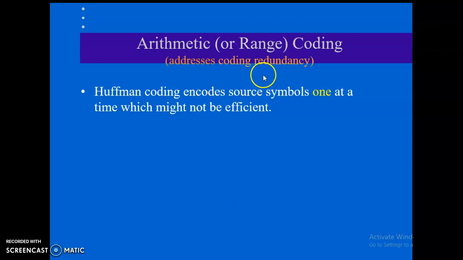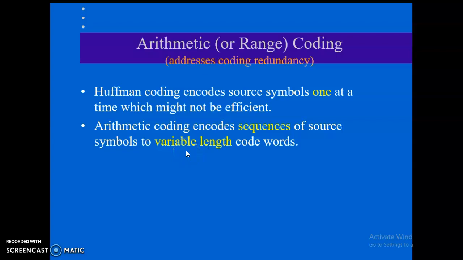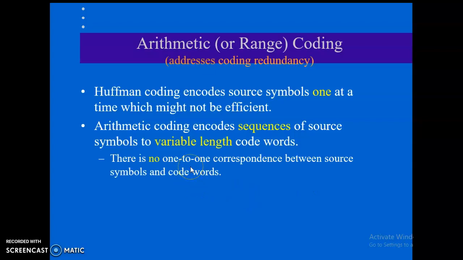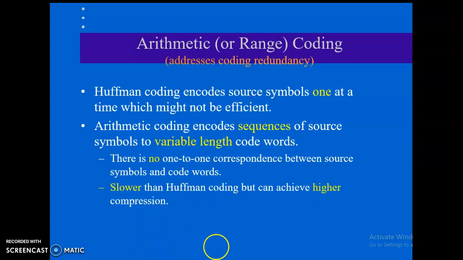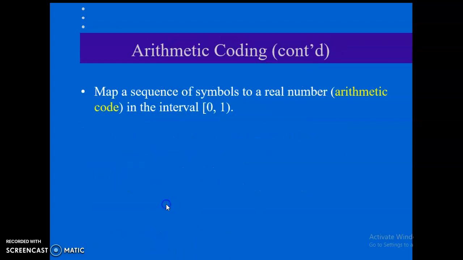Arithmetic or range coding addresses coding redundancy. Huffman coding encodes source symbols one at a time, which might not be efficient. Arithmetic coding encodes sequences of source symbols to variable length code words. There is no one-to-one correspondence between source symbol and the code words. Slower than Huffman coding, but can achieve higher compression.